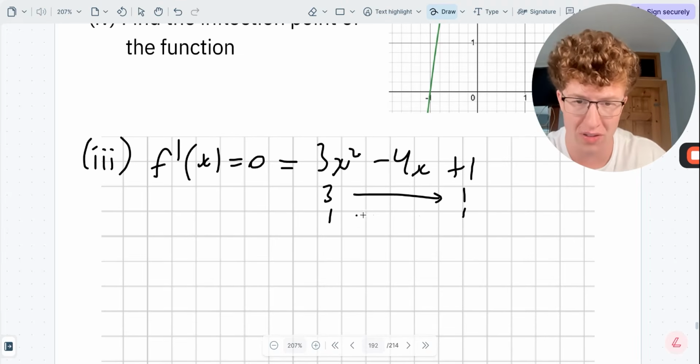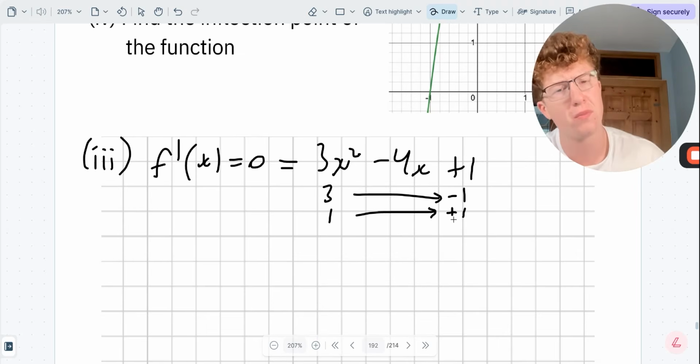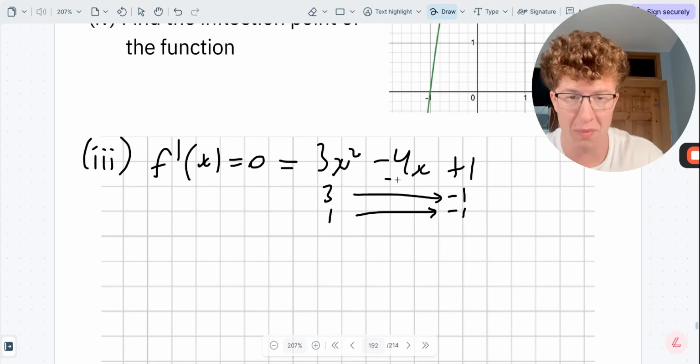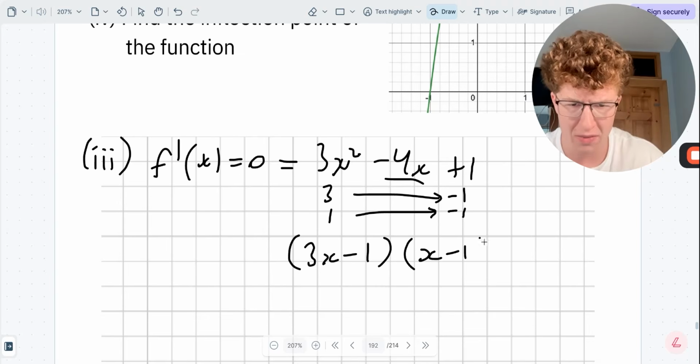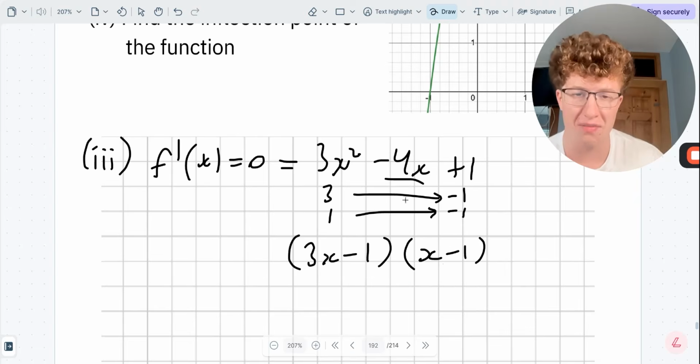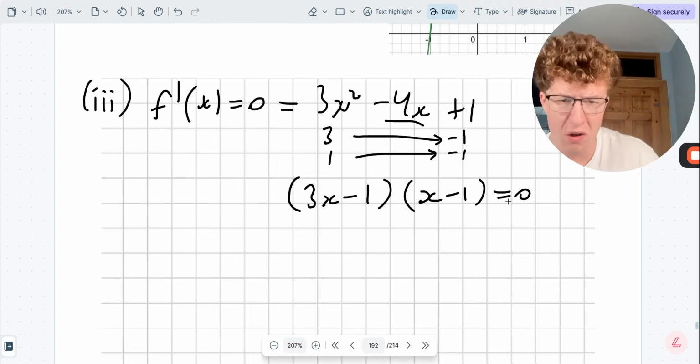So it's going to be 3 times 1 is 3, 1 times 1 is 1. They both have to be negative to get me a minus 4 here. So I can do 3x minus 1 times x minus 1. And just to verify that, 3x times x is 3x squared. 3x times minus 1 is minus 3x. And then we're going to get a minus 4x. And that's going to give me the plus 1 up there. Perfect.